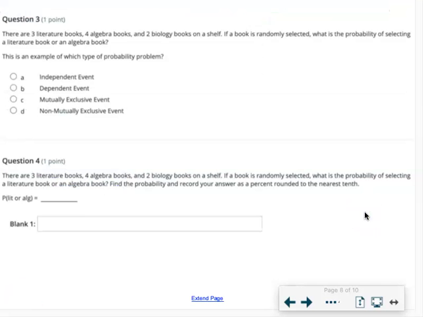Number 3, there are 3 literature books, 4 algebra books, and 2 biology books on a shelf. That's a total of 9. If a book is randomly selected, what is the probability of selecting a literature book or an algebra book?